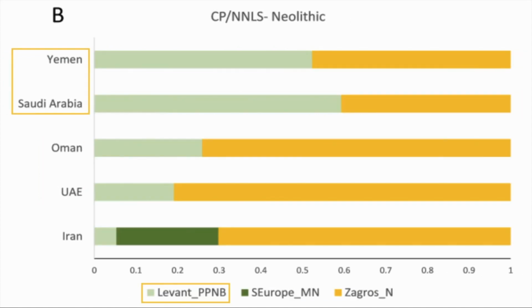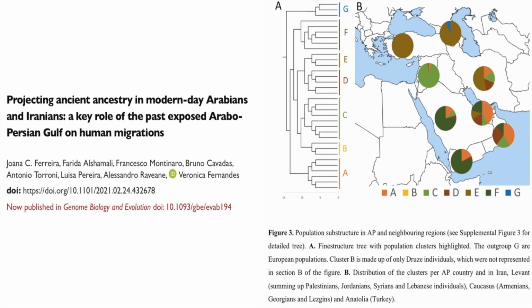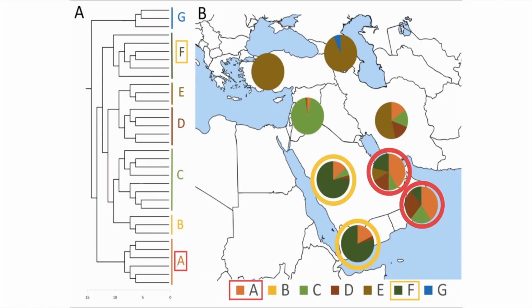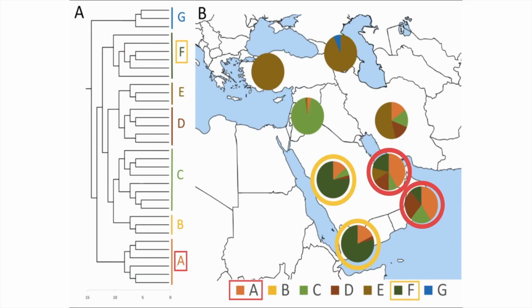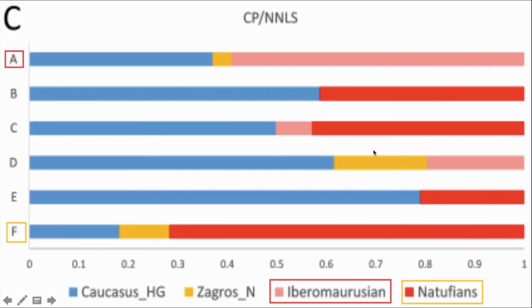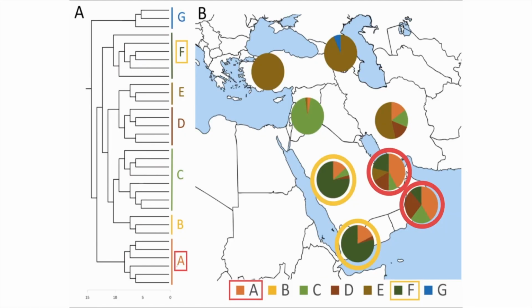And so here is also samples with Yemen and Saudi Arabians having Levant PPNB. And also here's a map so you can have a visualization. And this is from the study. So A, as you see, A deals with the Ibero-Maurusians. Typically, it is near this region of the Persian Gulf, near Oman, and basically the eastern side of Arabia. And then we have F. F is the Natufians. We see high amounts of Natufian ancestry on the western part of Arabia.